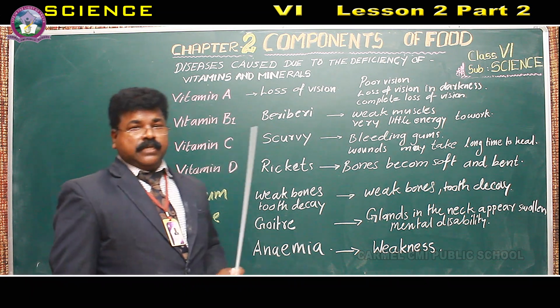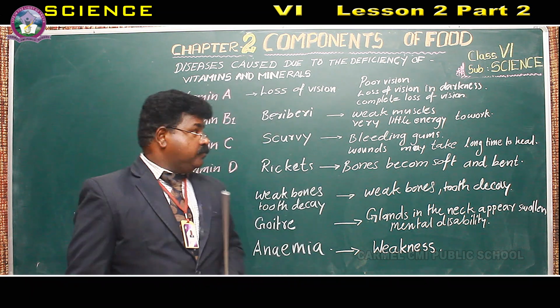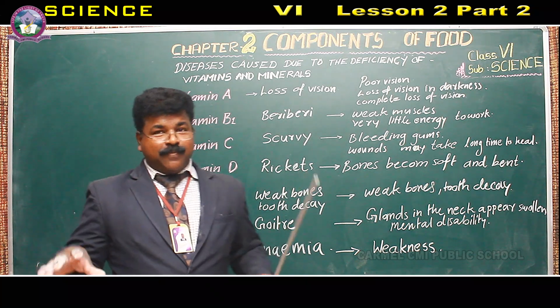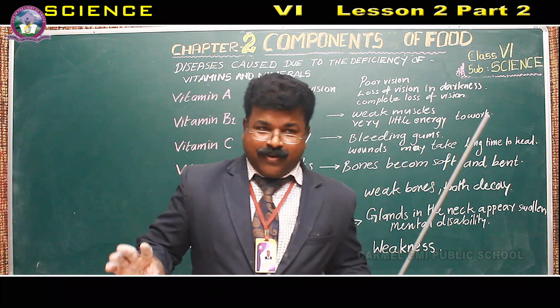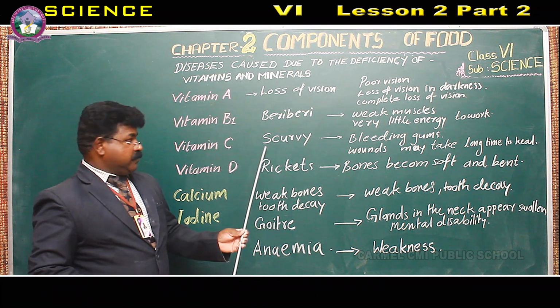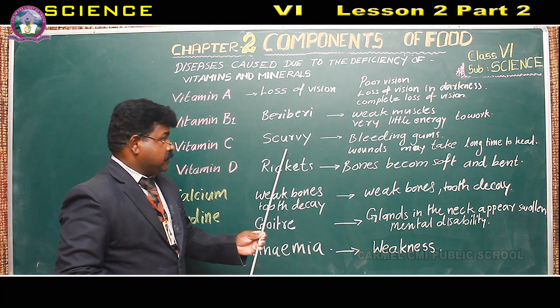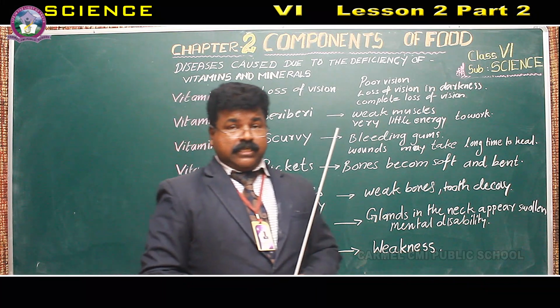Okay, now let us see vitamin C. If vitamin C is deficient in your diet, what do we have to do? We should include more vitamin C containing food items in our diet. That's all. Then what is the deficiency disease caused by vitamin C? That is scurvy. The name of the disease is scurvy.